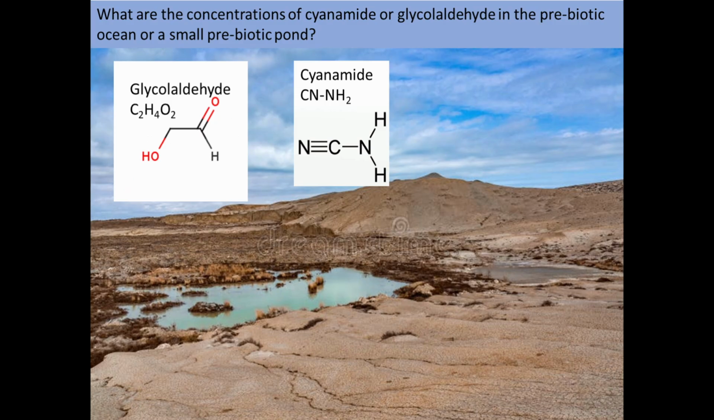I can't tell you what the concentrations of cyanamide or glycolaldehyde would be in the prebiotic ocean or a small prebiotic pond. These chemicals don't exist in more than trace concentrations in small ponds today. I don't know about the prebiotic concentration of glycolaldehyde. Call me skeptical about the presence of cyanamide. Let's just assume, along with Sutherland, that these chemicals did exist in sufficient concentrations in a small pond to start Sutherland's nucleotide synthesis process.